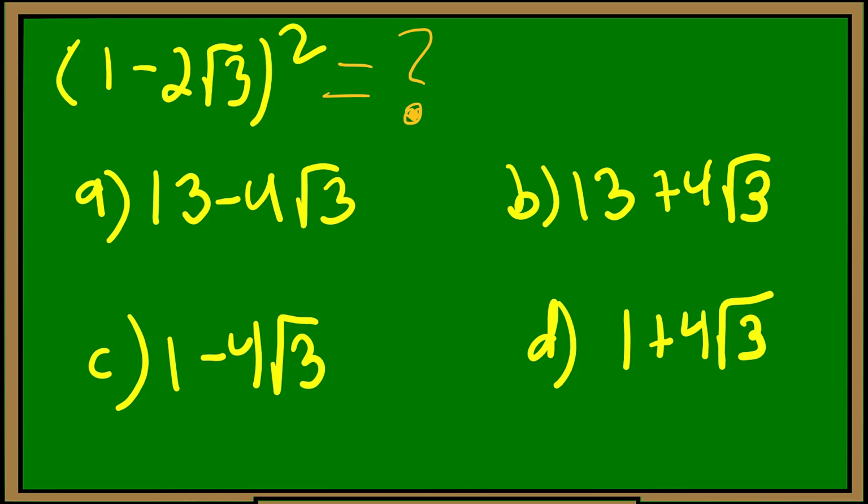Hey guys, here's a nice quiz question. So (1 − 2√3)², what does this quantity equal? And then you have four choices I've made here. Perhaps pause the video and try to figure these out, see how it goes for you.